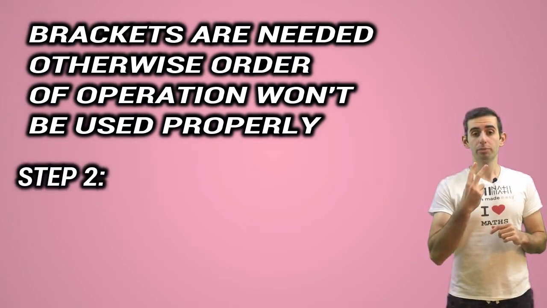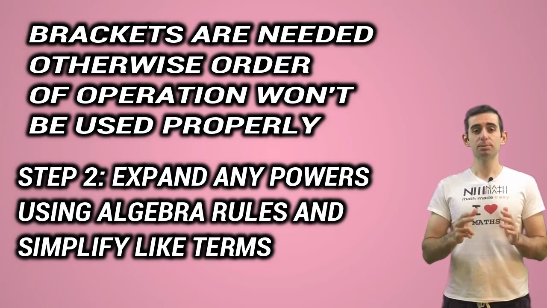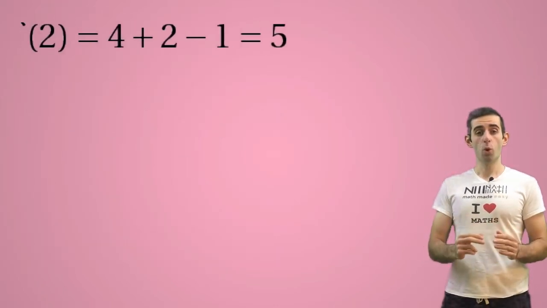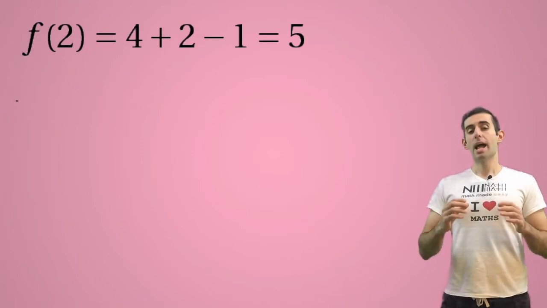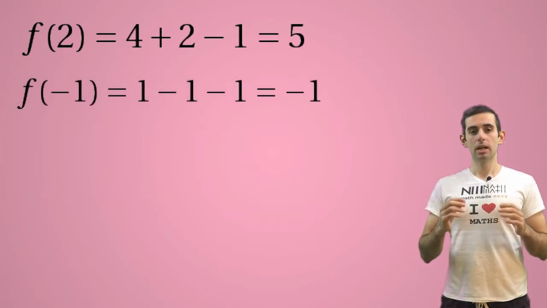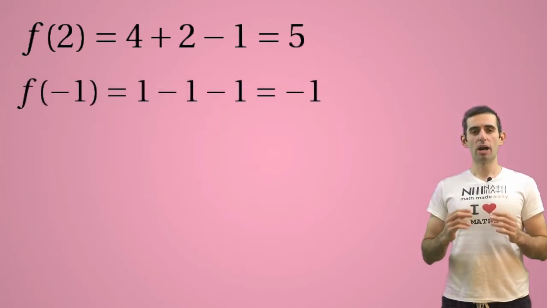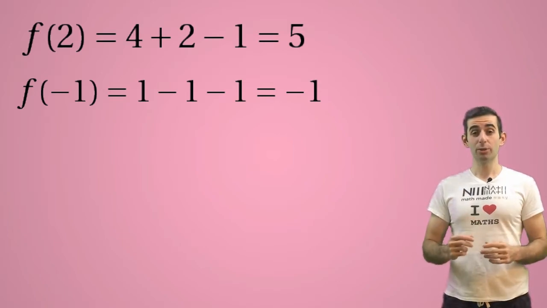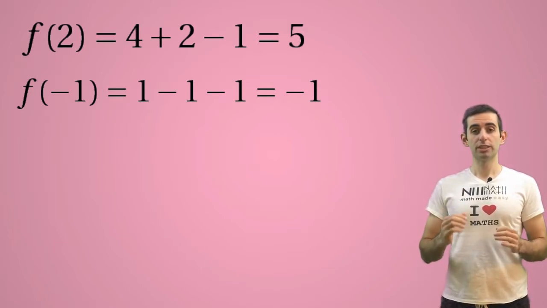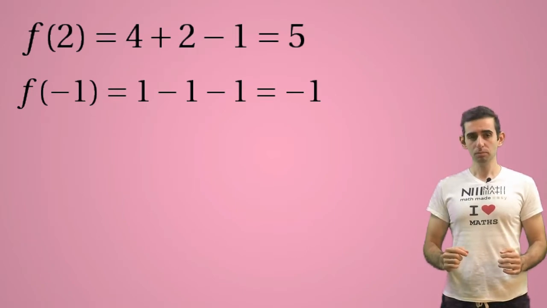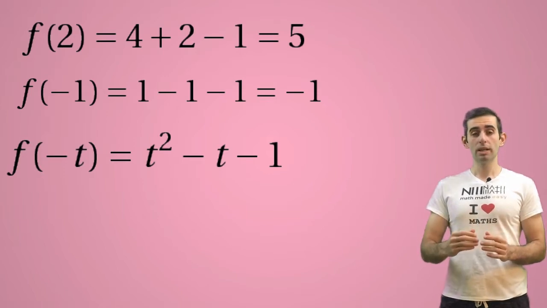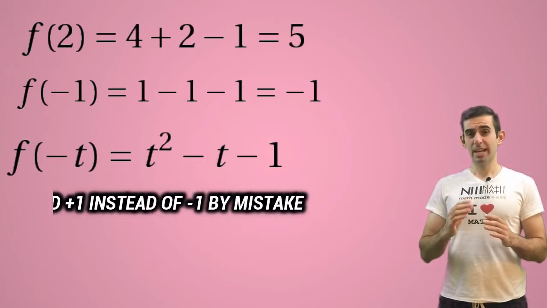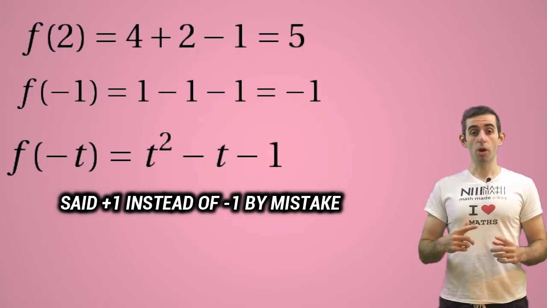So step 2, expand any powers using algebra rules and simplify like terms. So f of 2 becomes 4 plus 2 minus 1 equals 5. Okay. So f of negative 1 becomes 1 minus 1 minus 1 equals minus 1. If we did not use brackets, we wouldn't have handled the minus 1 squared properly, which is a very common mistake. F of negative t becomes t squared minus t plus 1. So again, when you're having negatives, you need to use those brackets, otherwise you'll get those wrong.